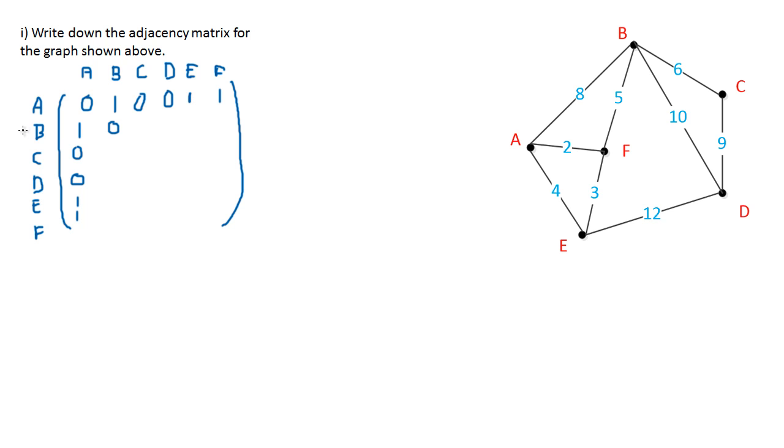Now let's do B. Do you have a connection between B and C? Yes. Do you have a connection between C and C? No. So just fill that out. Now let's go back to B. Between B and D, yes, we have a connection, so we put 1, 1. A connection between B and E? No, so we put a 0. And a 0 there as well. Between B and F, yes, there is a connection, so we put a 1 and a 1 there as well.